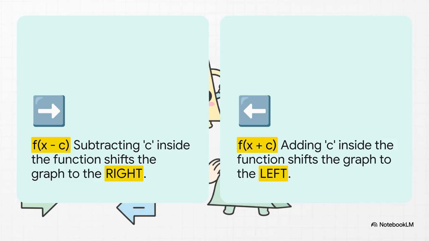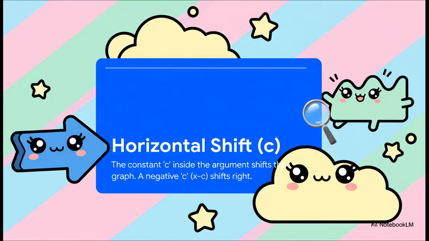Okay, horizontal shifts. When you see x minus c inside the parentheses, your brain screams, move left, right? But nope, it actually moves the graph to the right. And when you see x plus c, it moves to the left. It's always the opposite of the sign you see. So why on earth does it do that? Well, think of it this way. The change is happening to the x value before the function even gets to do its thing.